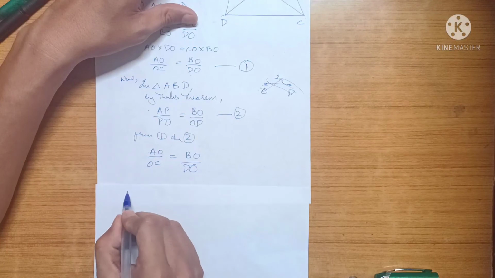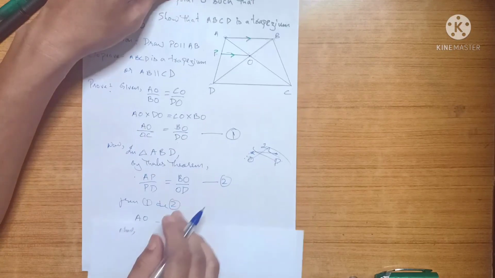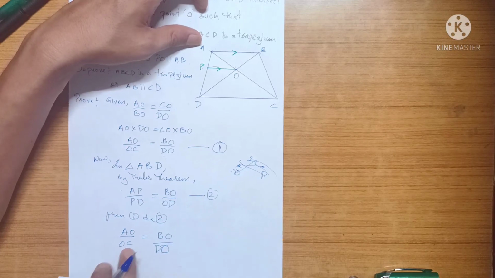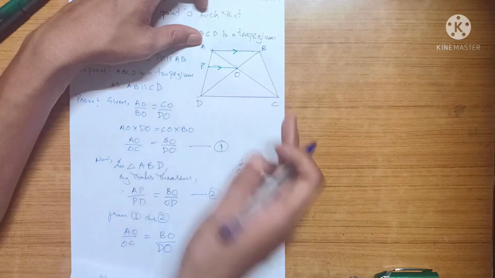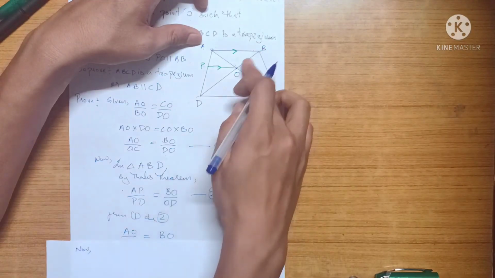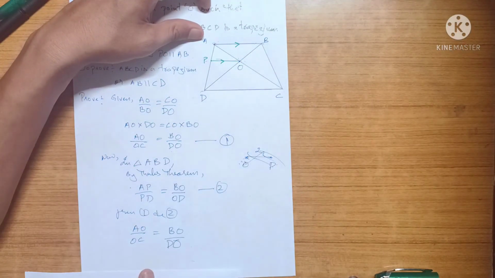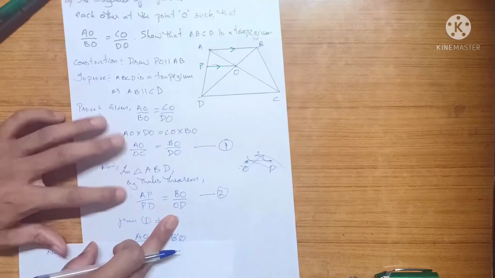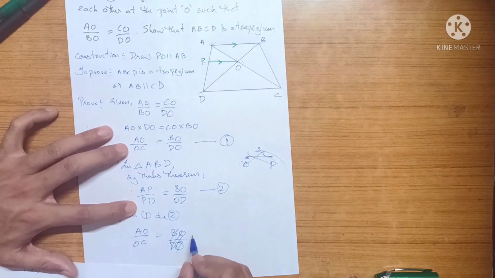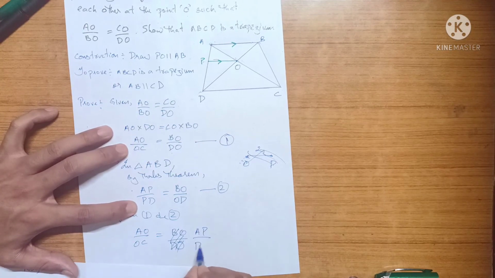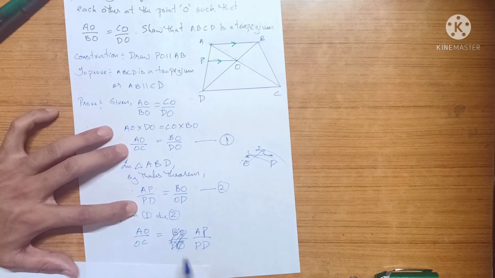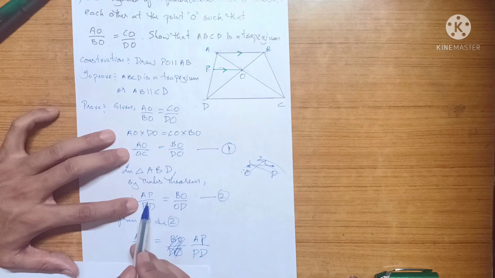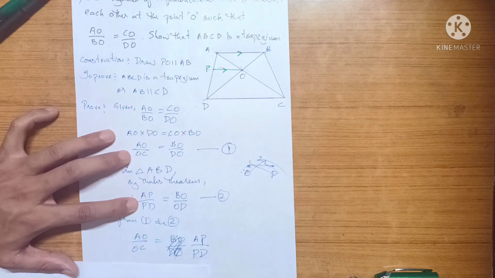Now if you look at what we got here, AO by OC equal to BO by OD. Wait, look at this: BO by OD, BO by OD. So these two are equal now. E2 equal to BO by DO, so AO by OC equal to AP by PD.